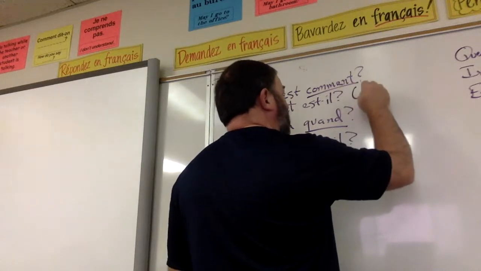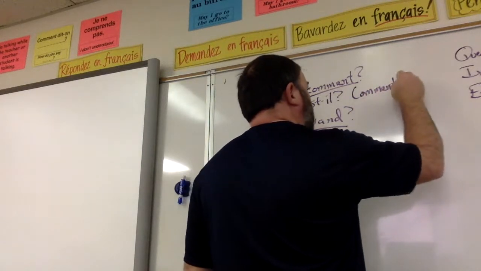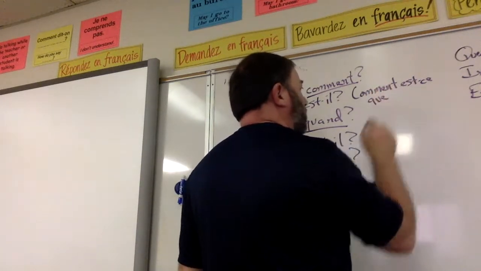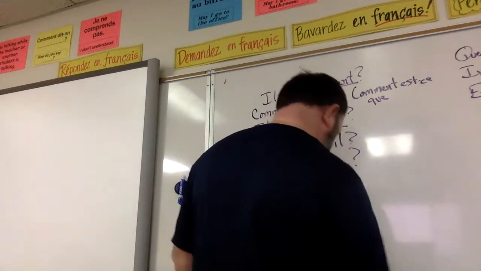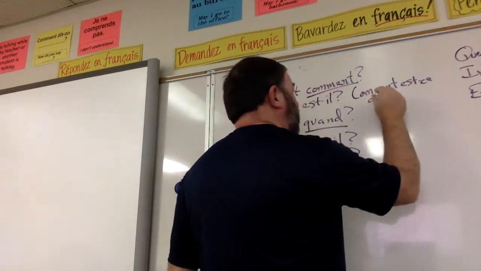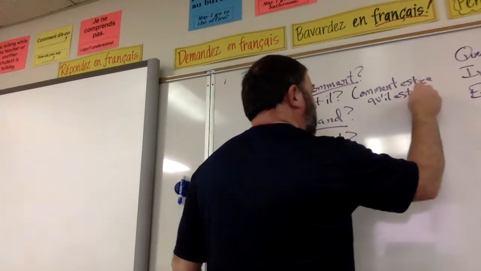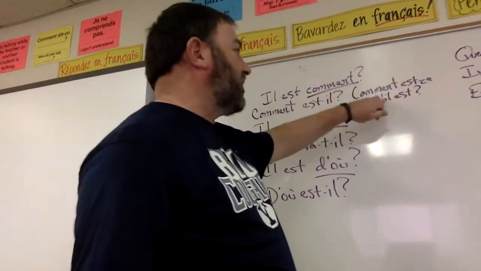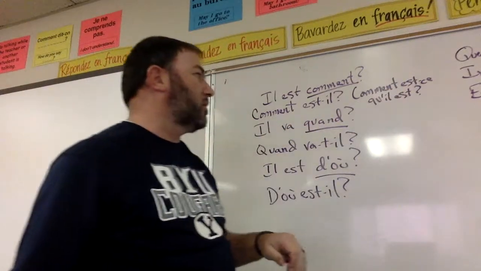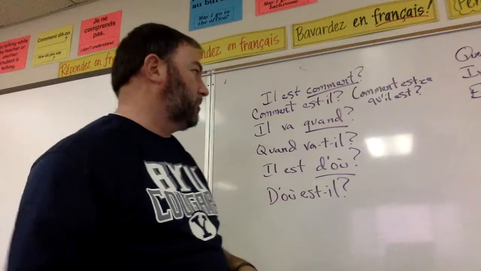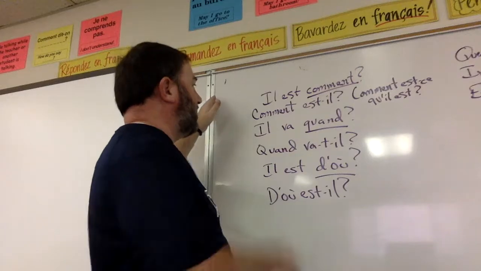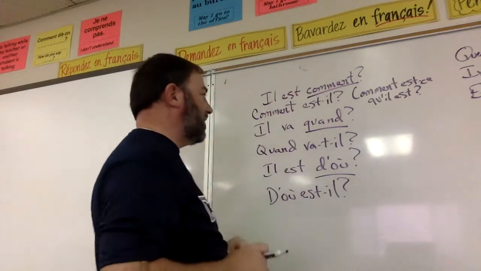So our question would be here, comment est-ce qu'il est? We remember that when we use est-ce que, we just keep it as a regular sentence in the regular order. So it becomes comment est-ce qu'il est. So all we're doing is we move the question word to the front, we insert est-ce que, and then we have the rest of the question.